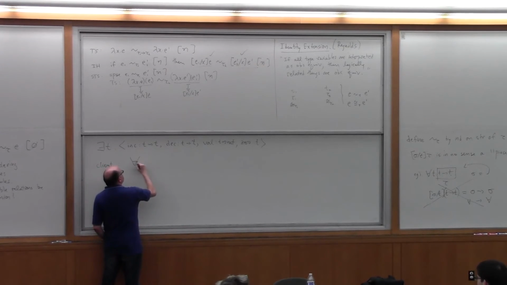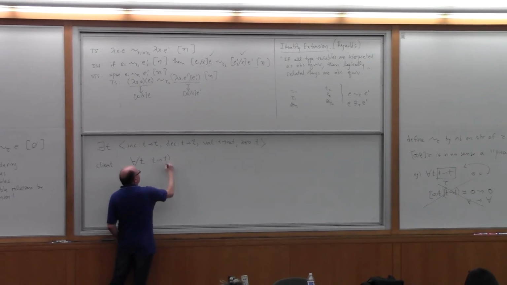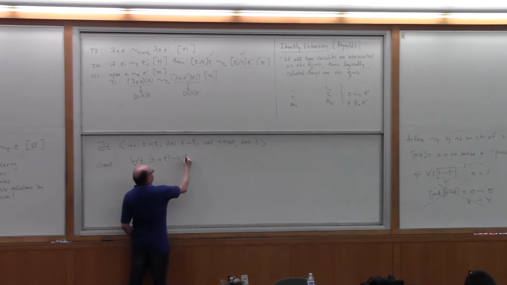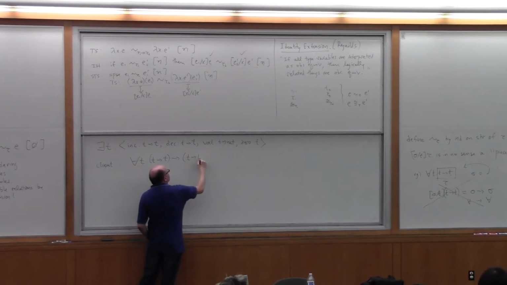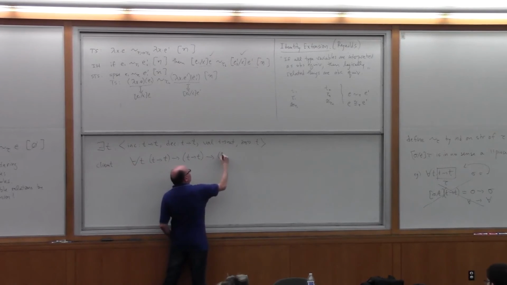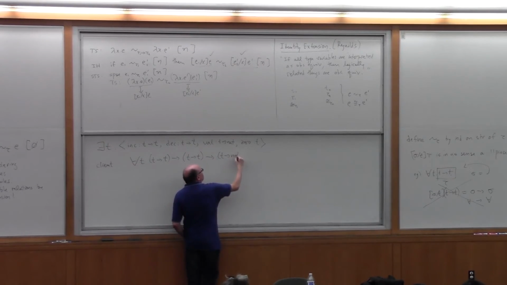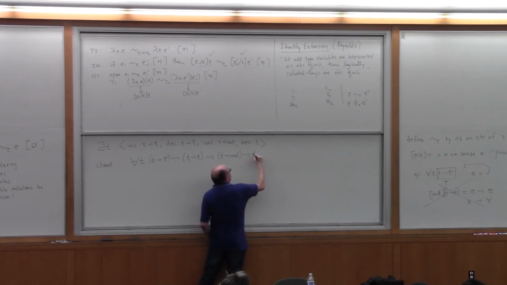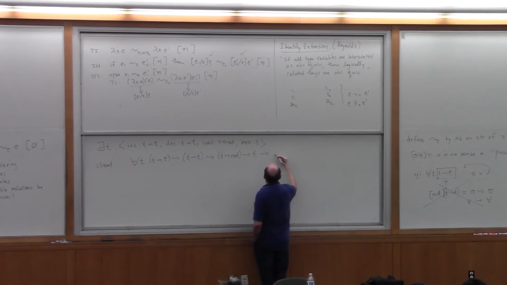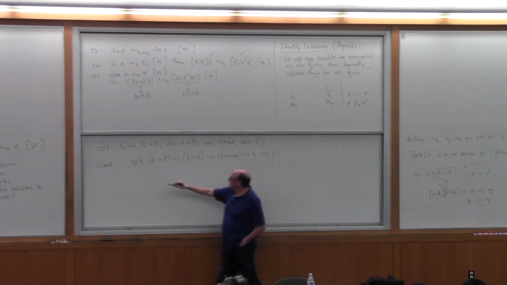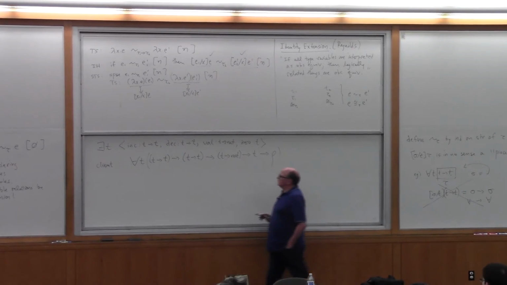So the client has the type for all t, and now I'll curry it. It'll help me to curry it. If you give me an inc, an increment, and you give me a decrement, and you give me a val, and you give me a 0, I'll give you a row. That's what the client looks like.